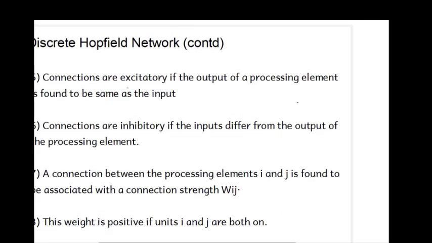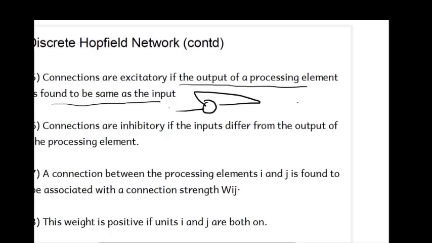Connections are excitatory if the output of a processing element is found to be the same as the input. Whatever output we are getting, when it is fed back to the input, it is the same as the output. So if the output of the processing element is the same as the input, say the input x1 is 1 and the feedback is also 1, then we say that it is excitatory.